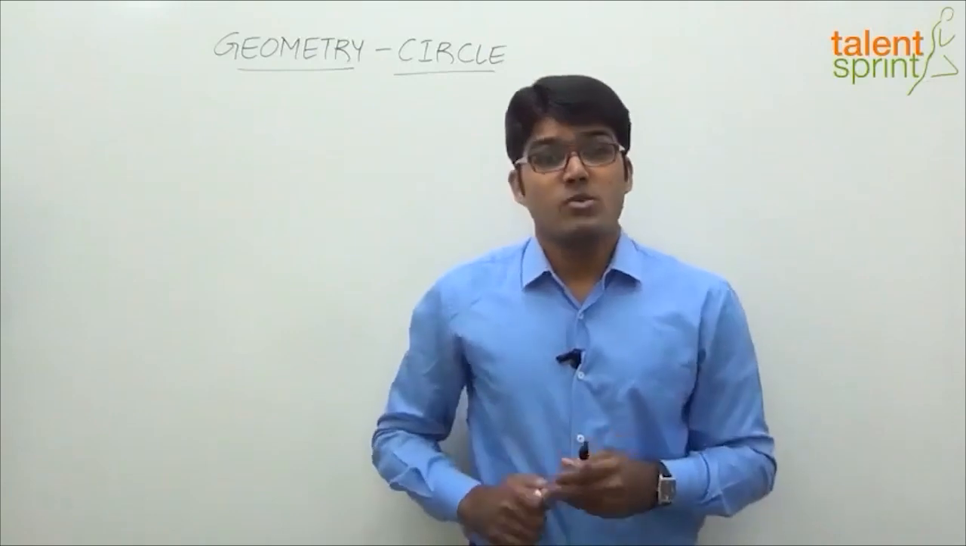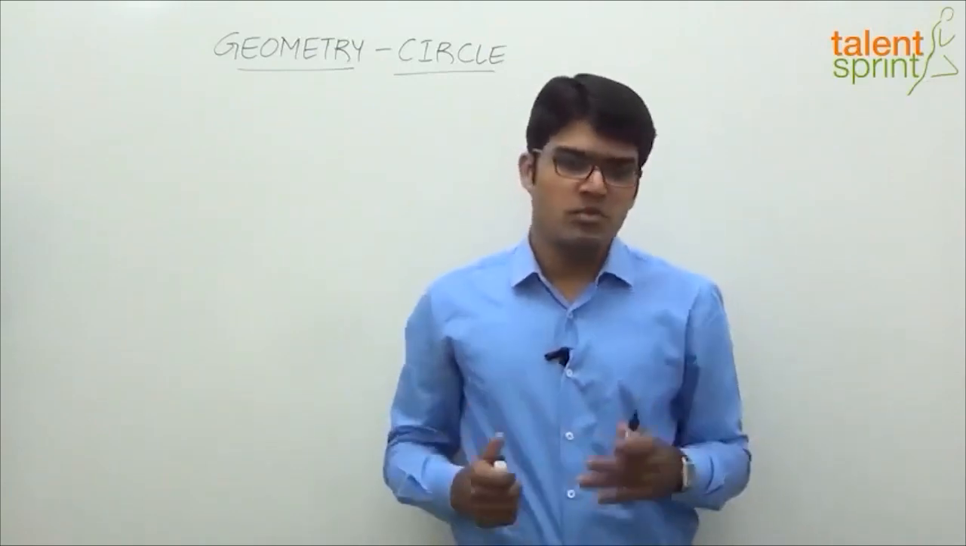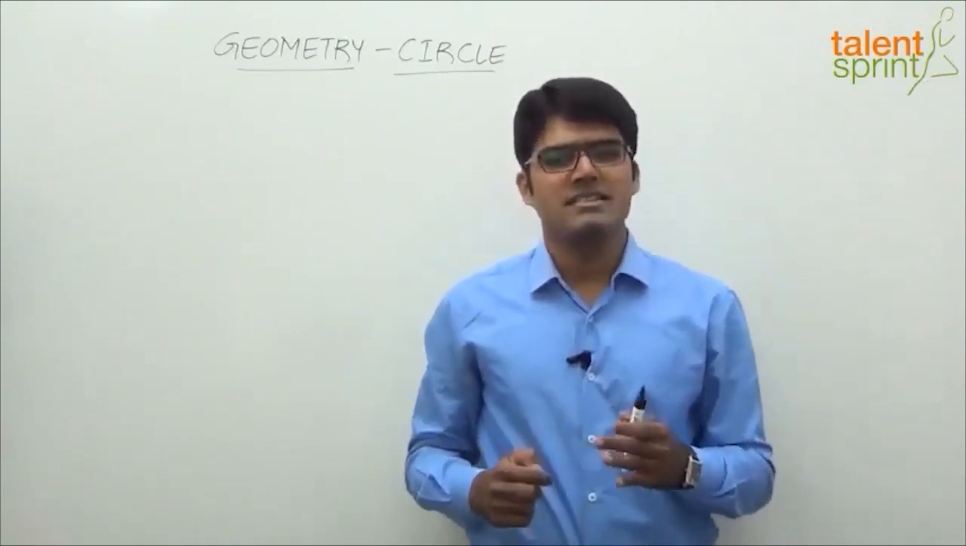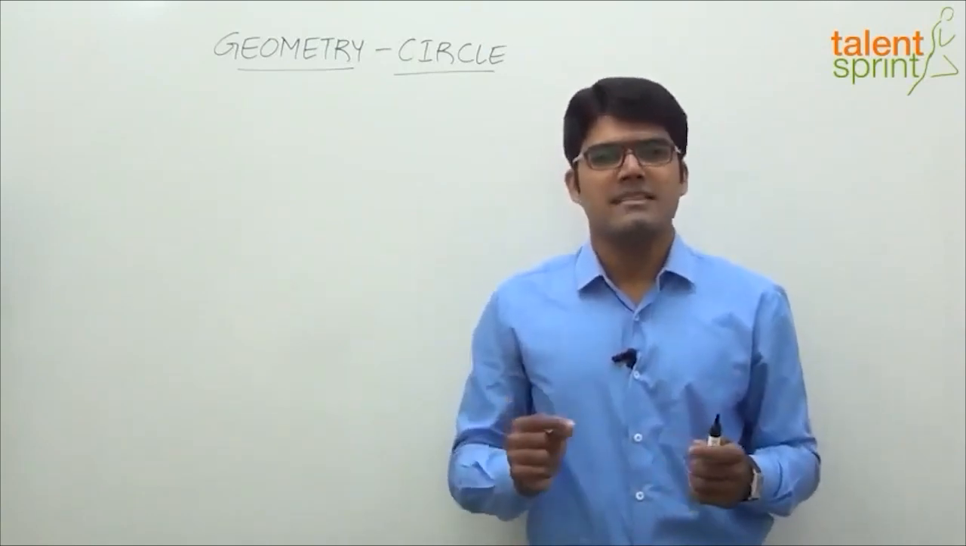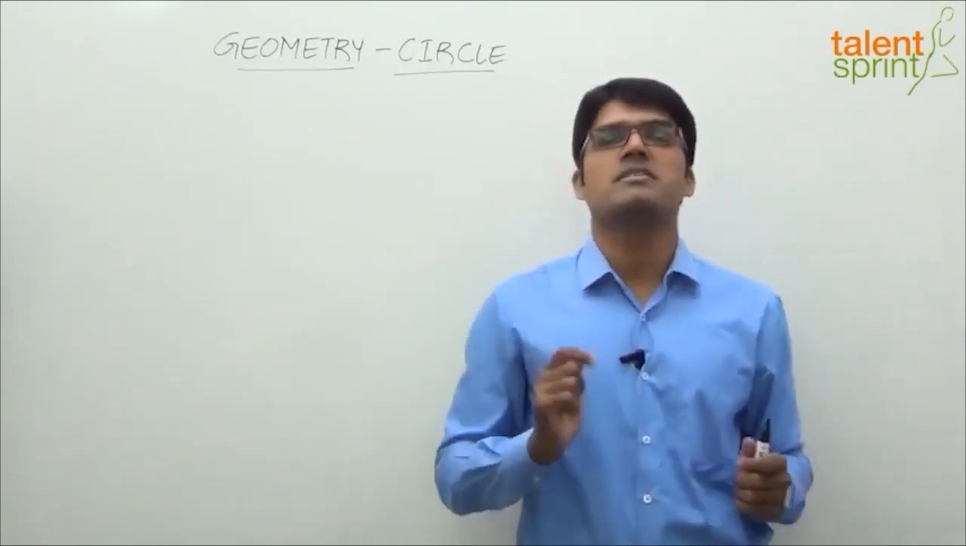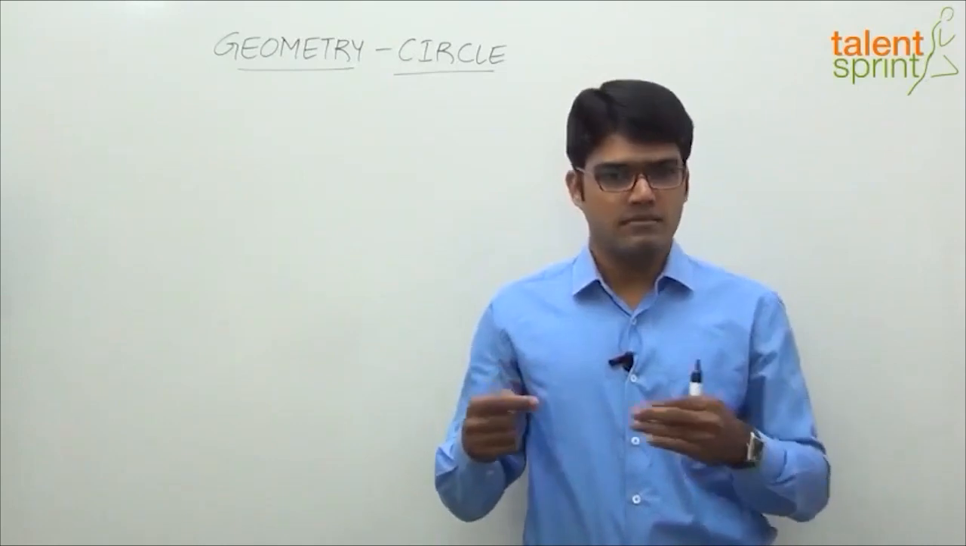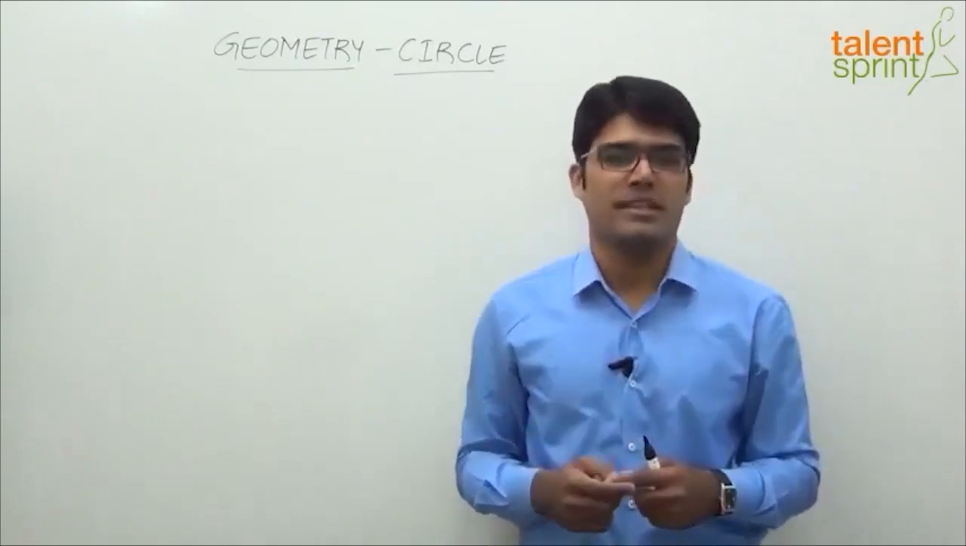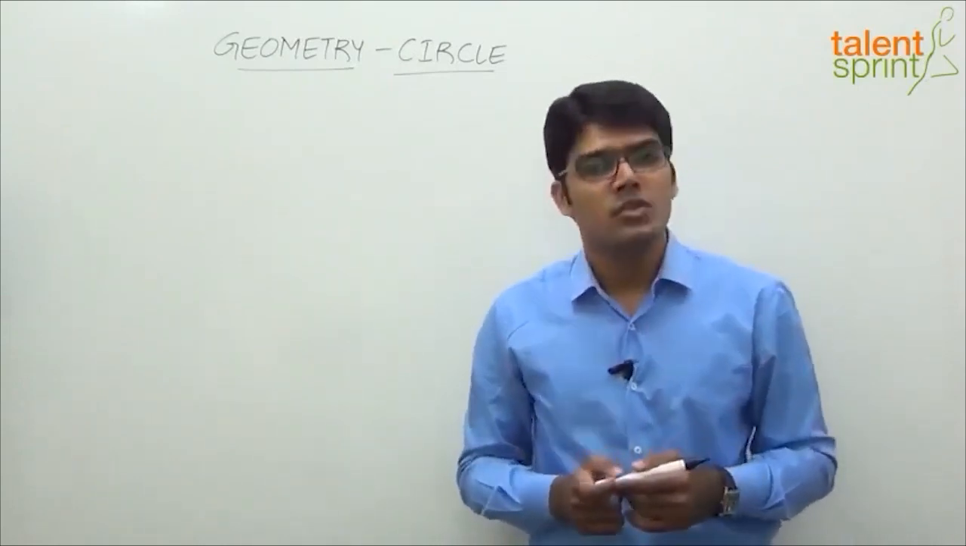Let us now discuss the tangent of a circle. I'm sure all of you know what a tangent is, right? A tangent is a line that touches the circle exactly at one point on its circumference. Any line which touches the circle only at one point on the circumference is called a tangent.